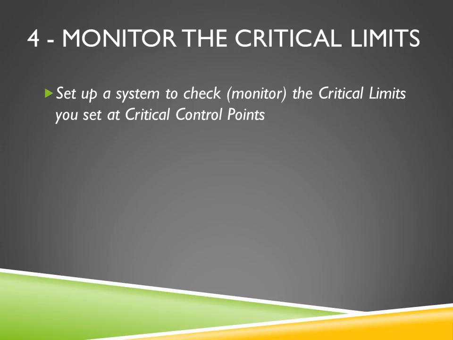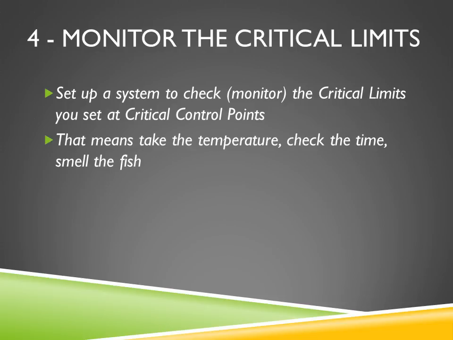We monitor. So we set up a system to check or monitor the critical limits that you set at the critical control points. That means if the critical limit was 165, then you monitor that by taking the temperature. If the critical limit was 165 for 15 seconds, you monitor that by checking the time. Maybe the critical limit is you're not allowed to leave the food in the danger zone for more than 4 hours. Check the time. Maybe the critical limit is the fish doesn't smell. How do you monitor that? You smell the fish.